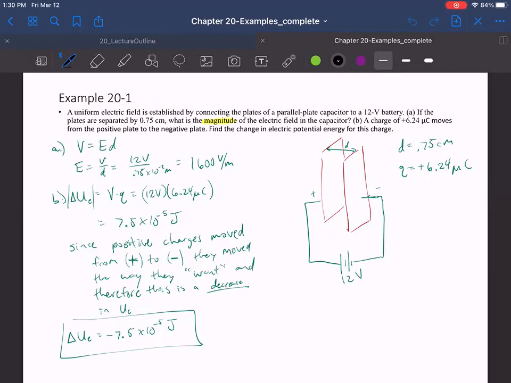All right. So you want me to go over this one? Just start here? Okay. A uniform electric field is established by connecting the plates of a parallel plate capacitor to a 12-volt battery. If the plates are separated by 0.75 centimeters, what is the magnitude of the electric field in the capacitor? So voltage is E times D. They only ask us for magnitude, so I'm not worried about it being negative E times D. So E is voltage divided by distance. The voltage is 12 volts. The distance between the plates is 0.75 centimeters, which is 0.75 times 10 to the negative 2 meters. I just plug those in: 1600 volts per meter.